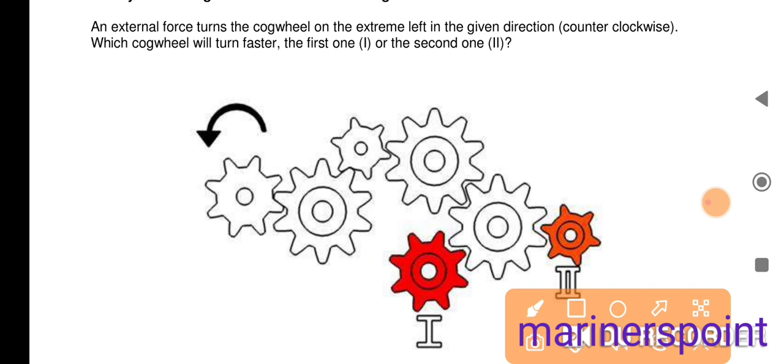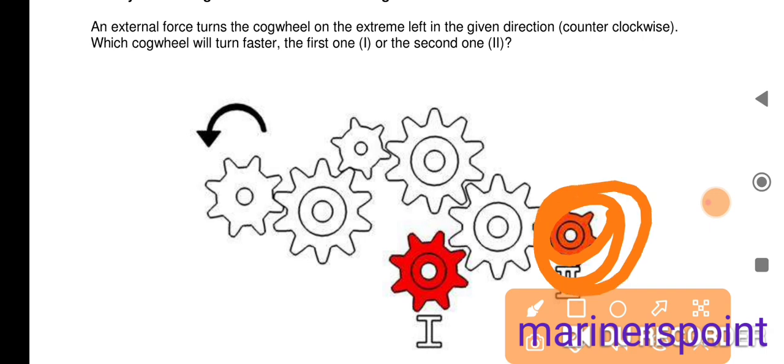It is for finding the speed, whether it will move faster or slower. For this you have to check the size of the wheel. Okay, in this figure we can see that 2 is smaller, so 2 will move with more speed, that means faster. So here the right answer is 2.